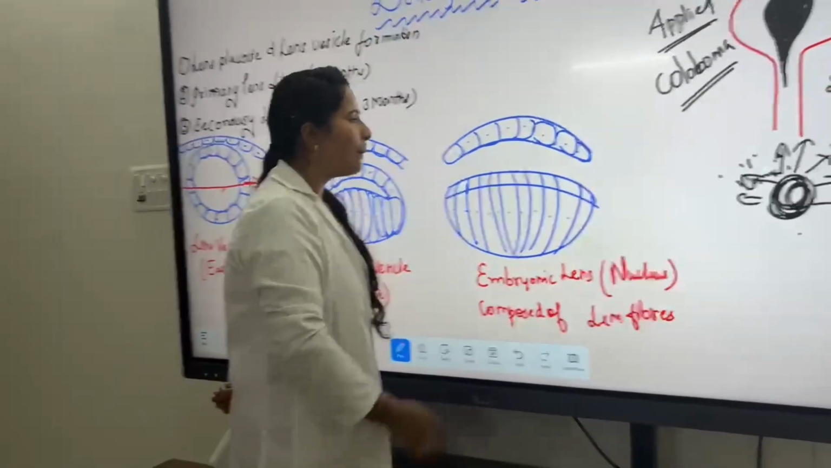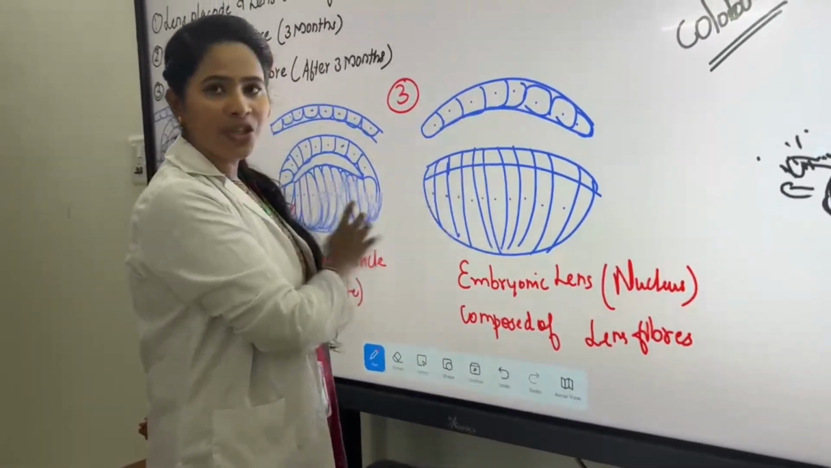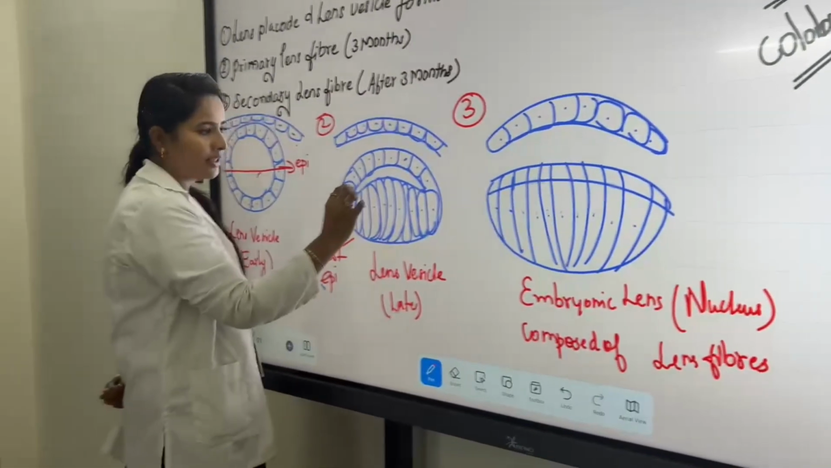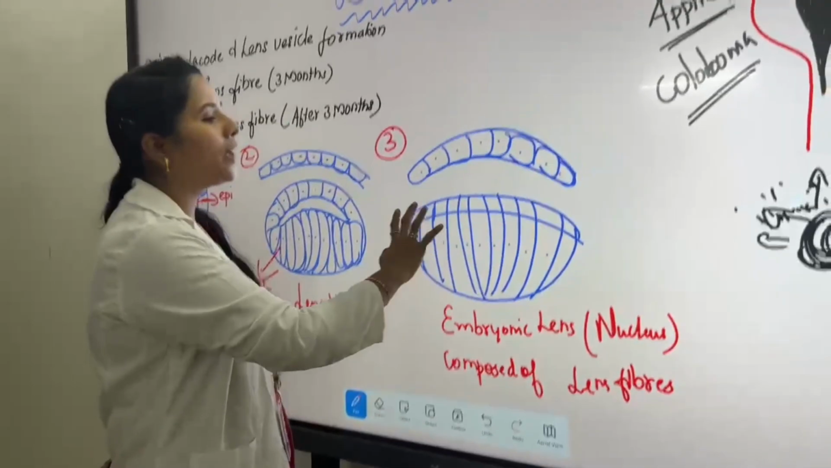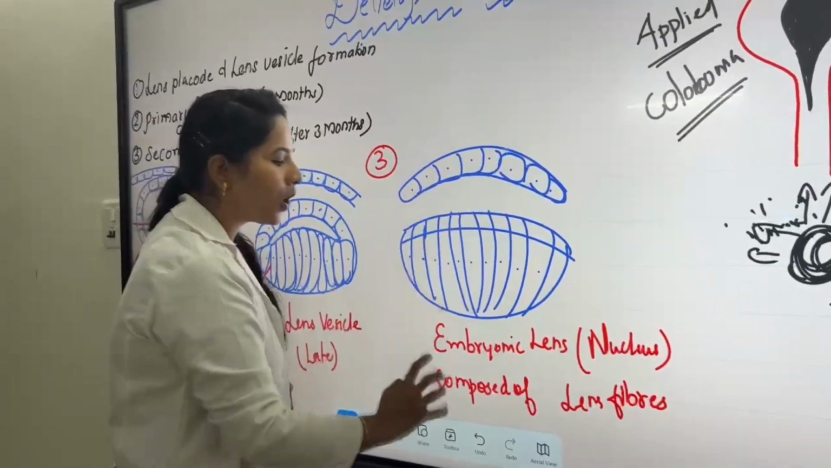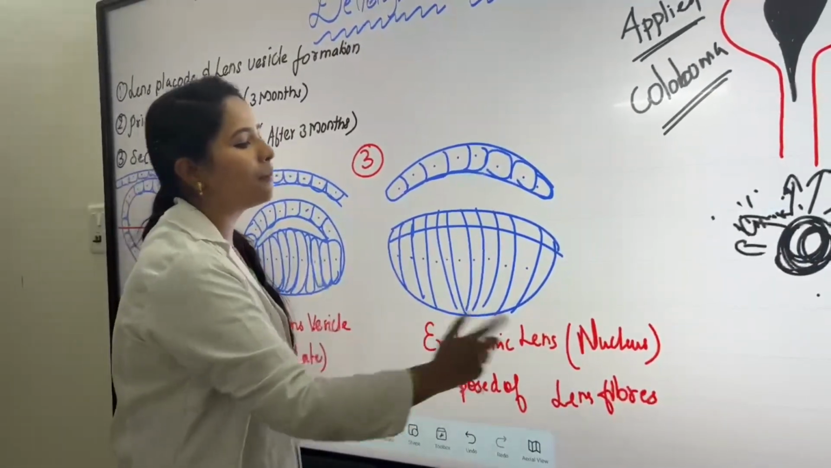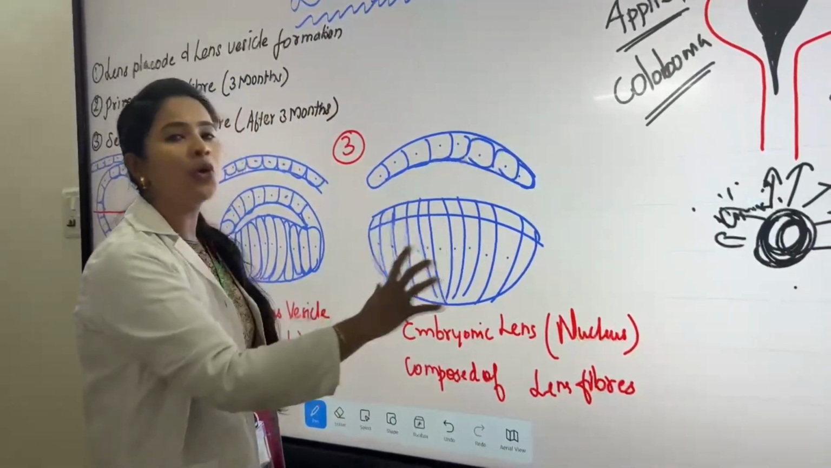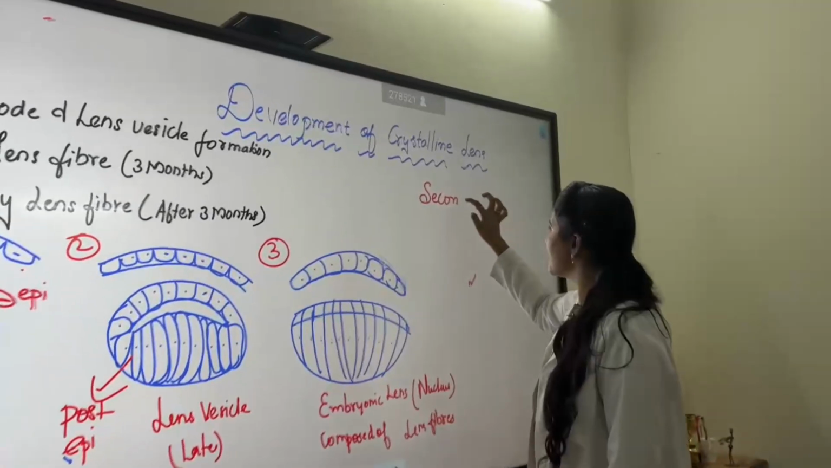So what will happen in the next stage? The epithelium which is there will totally occupy the space. Like here some space is there, right? In the next stage, it will occupy all the spaces which are left, and then it is called the embryonic lens. So the lens is fully developed and it is called the embryonic lens. Usually we will call it the nucleus. It is composed of lens fibers. Let me tell you how the secondary lens fibers arise.